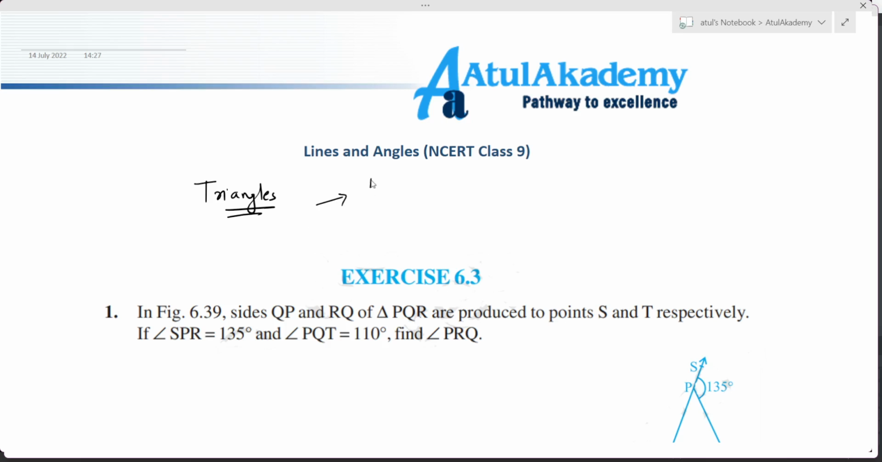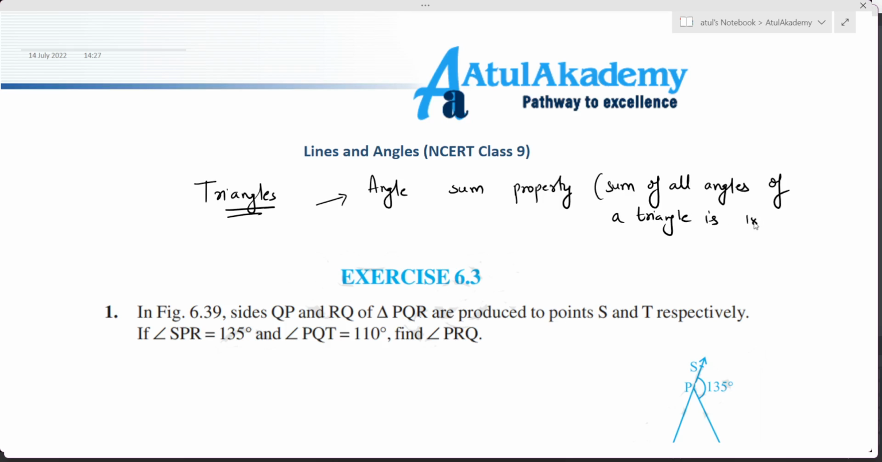One property that you are all aware of is the angle sum property. What is this angle sum property? As you all know, the sum of all angles of a triangle is 180 degrees.